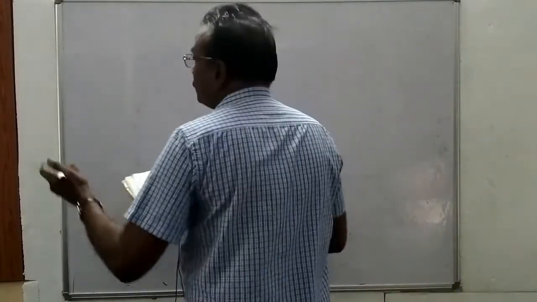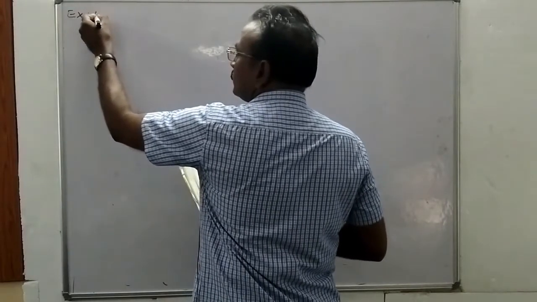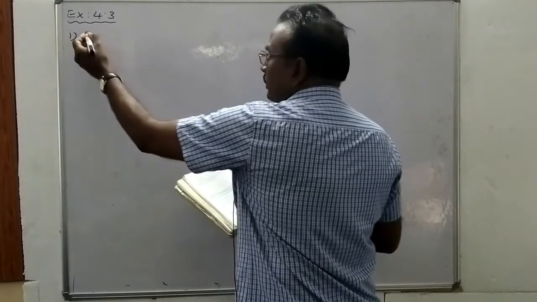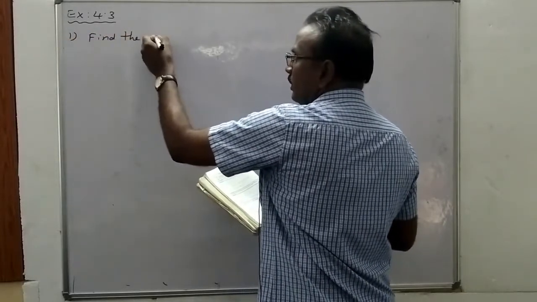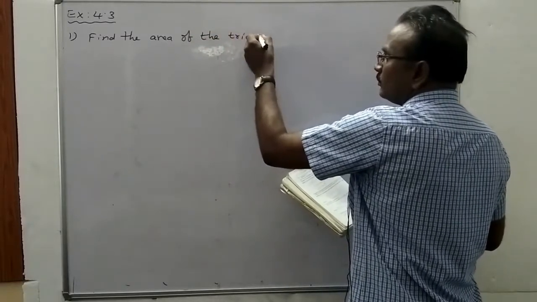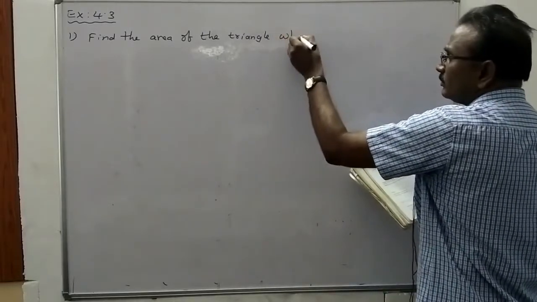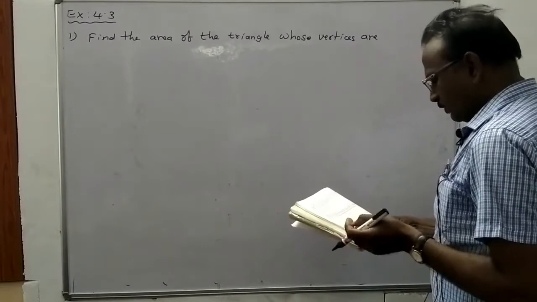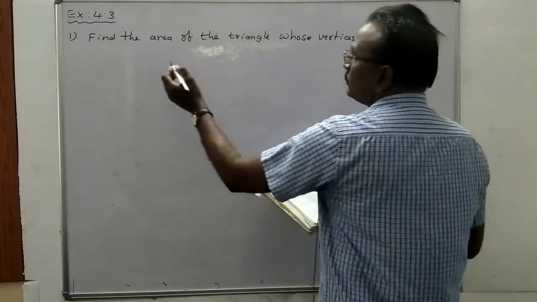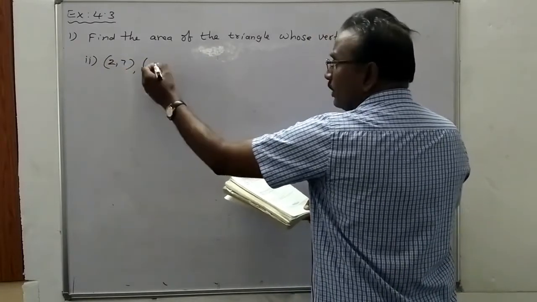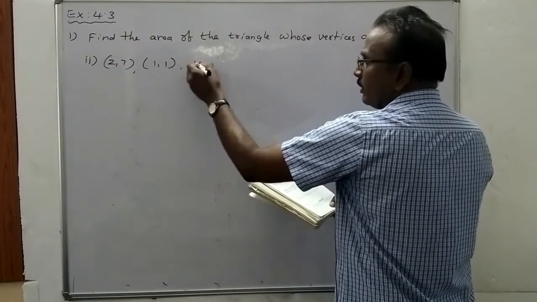Exercise 4.3. First problem: find the area of the triangle whose vertices are given. Here three questions are given, and I can take the second question. The vertices are 2, 7; 1, 1; 10, 8.